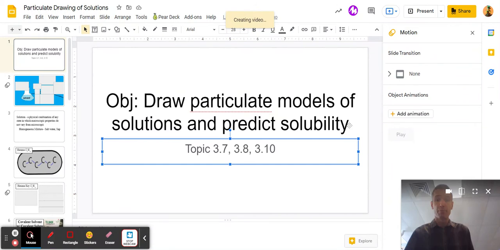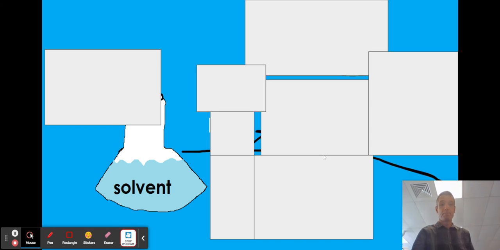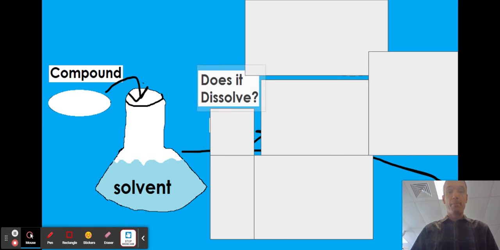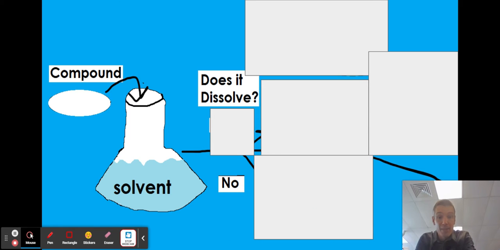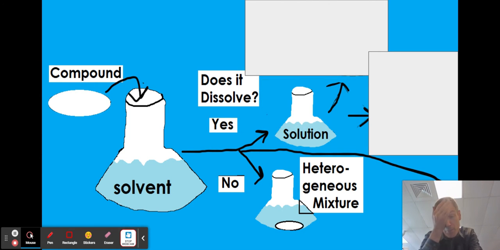Here's our objective, and here are AP topics. When you put something in a solution and stir it up, big question: does it mix evenly? If it doesn't, there you go, you made a heterogeneous mixture. Just got two things mixed that you can tell apart. If it does, you've made a solution.